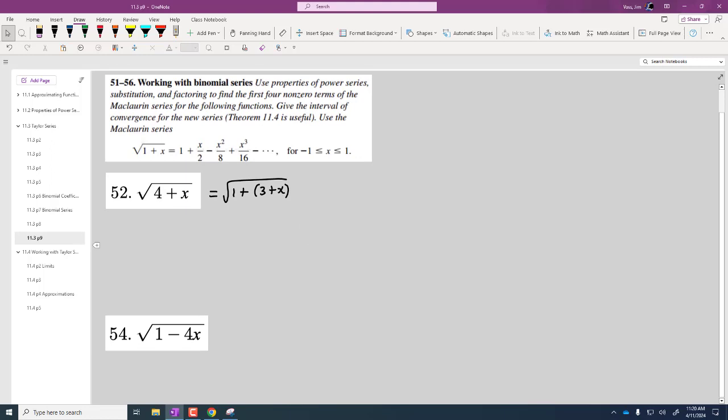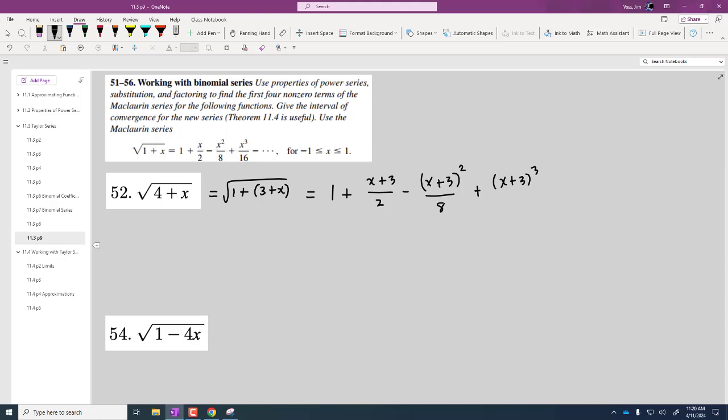So if we already know that expansion, all we have to do is make this 1 plus, and replace that x with x plus 3. So x plus 3 over 2 minus x plus 3 squared over 8. That's the expansion we just found a minute ago. And then you just plug in whatever your x is. Yeah, if we had to do an approximation.